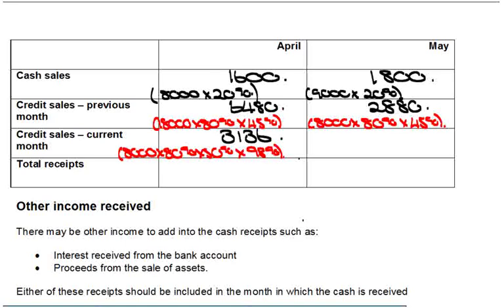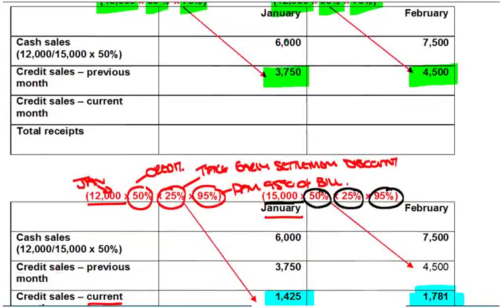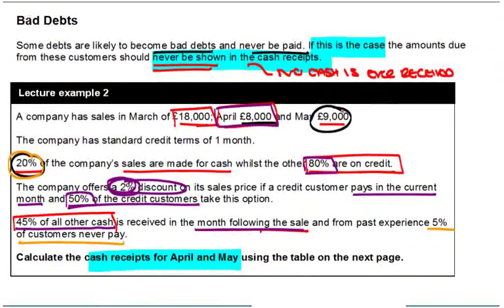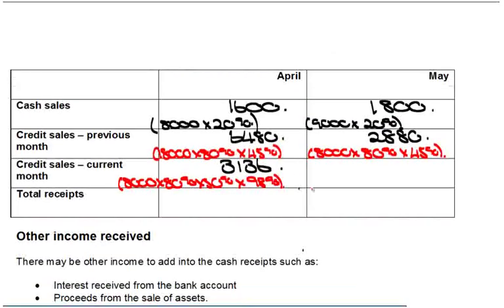Okay, same thing for May then, but we're going to use May's sales this time. So looking back to the information, they said £9,000 worth of sales in May. So we've got 9,000, 80% on credit, 50% of those taking up the early settlement discount, 98% applying the early settlement discount. So 9,000 times 80% times 50% times 98%, and that's going to leave me £3,528.